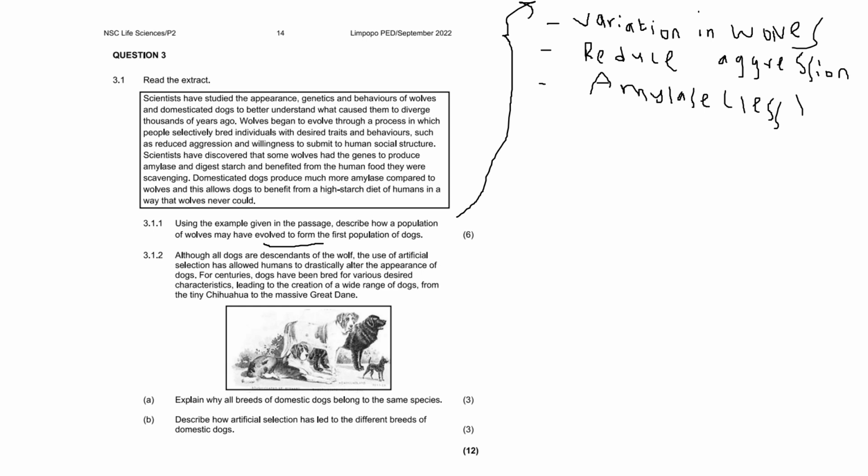So therefore, this population will have reduced aggression and amylase, and then the population will separate now. This population will start going different ways because they can't produce amylase. With reduced aggression, they start forming their own group. Maybe they think the other ones with more aggression are not the same as them, so the population will start separating based on that. And once they start separating, remember they're not producing amylase, so they become scavengers, based on the paragraph. Because they cannot eat what we give them as humans, they become scavengers.